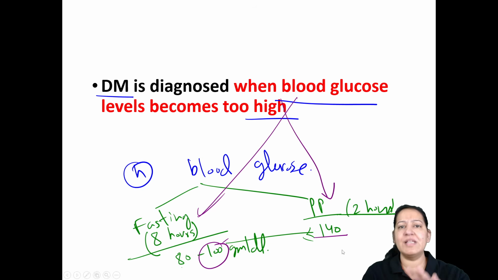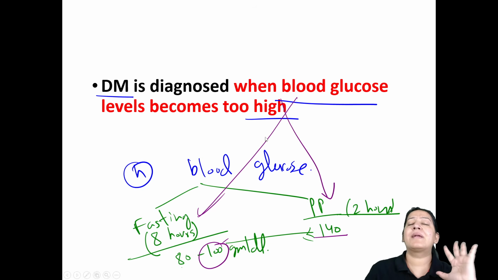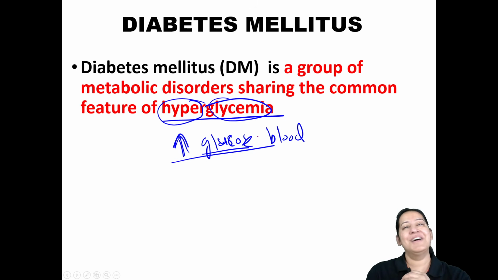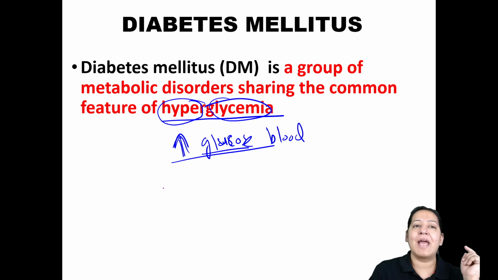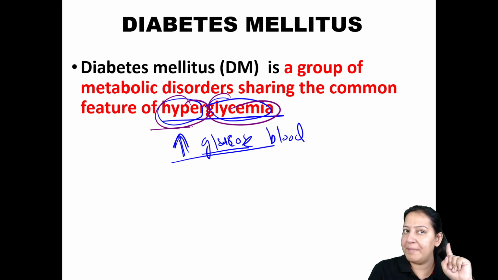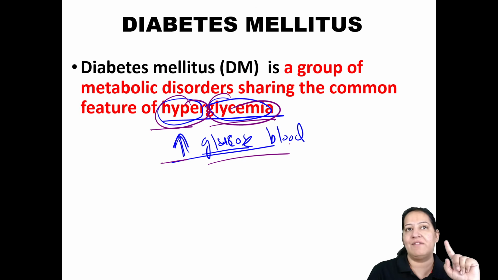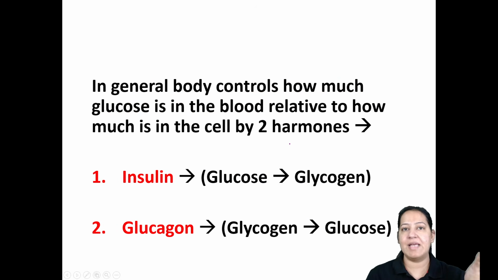We will come to all these points in the diagnosis of diabetes, but let's understand the definition of diabetes. So what is the definition of diabetes? It is hyperglycemia. Hyper means more, glycemia means glucose level. So it is more glucose level in the blood, that is hyperglycemia.